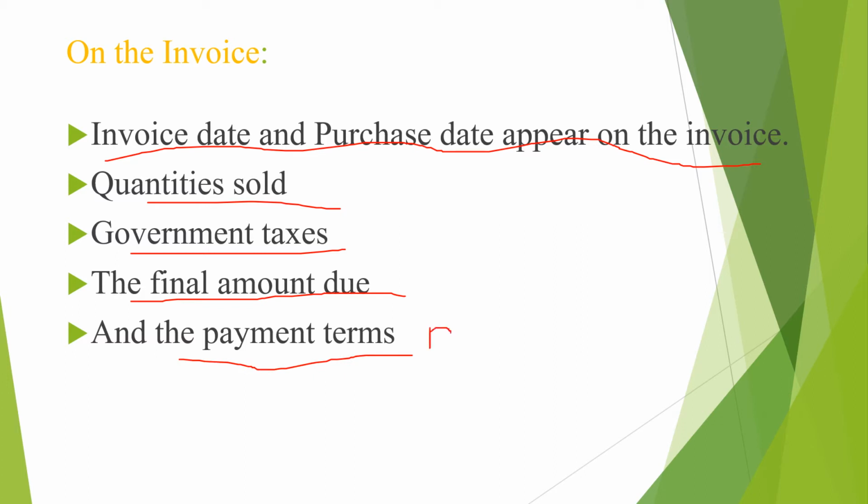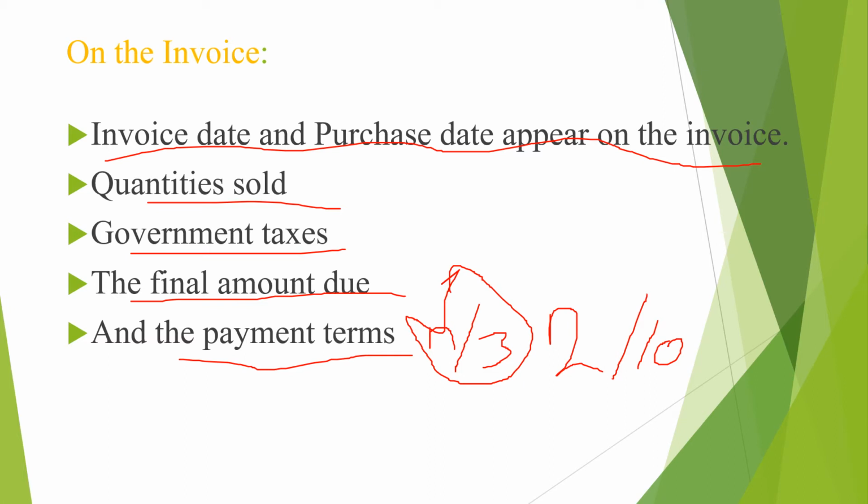Sometimes it's written as n/30, or maybe 2/10, n/30. This one means you can take the whole time that the supplier gave you to pay off that bill, but if you pay early, like within 10 days, then they give you a 2% discount.